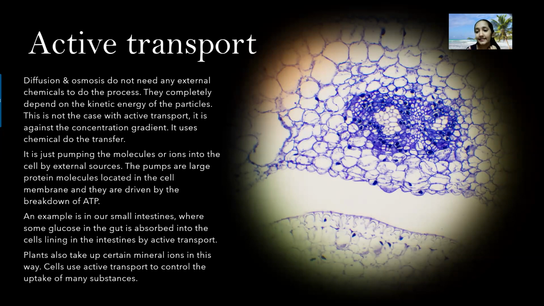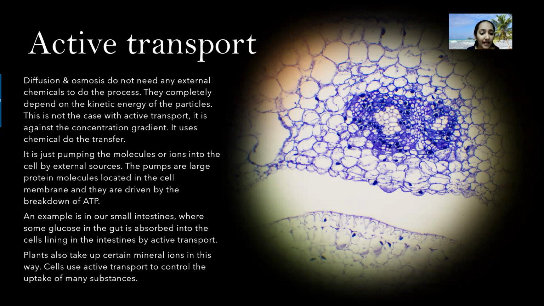So technically in diffusion and osmosis, they move from an area of high concentration to an area of low concentration. In active transport, it is the opposite way. They move from an area of low concentration to an area of high concentration. This does not happen naturally because it uses chemicals. And naturally, they should go from high to low. But in active transport, since they use chemicals, they go from low to high. So it is just pumping the molecules or ions into the cell by external sources.